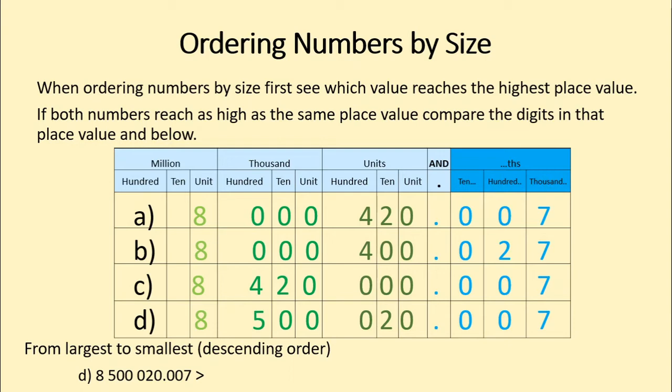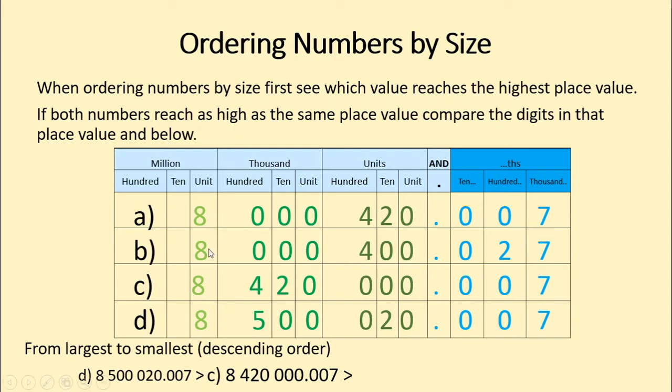That's my biggest number. Note my inequality sign shows that this number is on the bigger side. The one that comes after will be on the smaller side. So what's the next biggest number? Again, remember all of the numbers reach the millions position and they all have an 8 in the millions position. The next place value is the hundreds of thousands, and the only number that has a value in the hundreds of thousands position is C. We've got a 4 in the hundreds of thousands position there. So that's going to be our next biggest number. 8,420,000 and 7 thousandths.